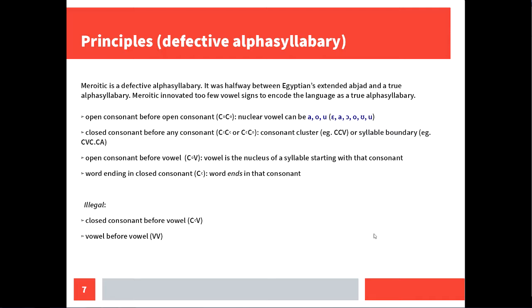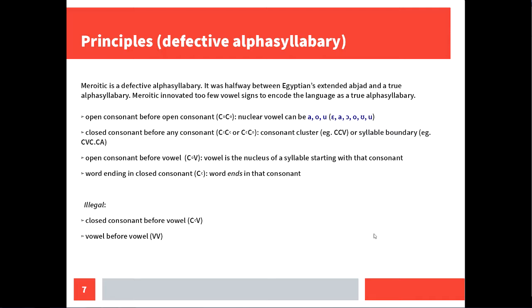So I've given general principles. It's probably best to pause here on how you should read it. It might sound difficult at first, but they're very, very intuitive. I've included 2 caveats of illegal sequences, and these almost never occur in good Meroitic. If you believe that these occur, you're probably misreading the signs. So the illegal sequences are a closed consonant before a vowel, and of course a vowel before a vowel. The Meroitic script does not allow 2 vowel characters in sequence.